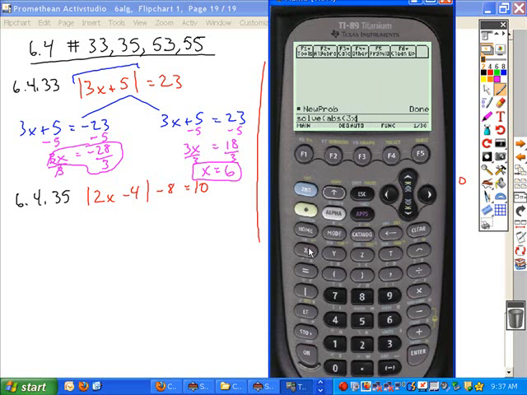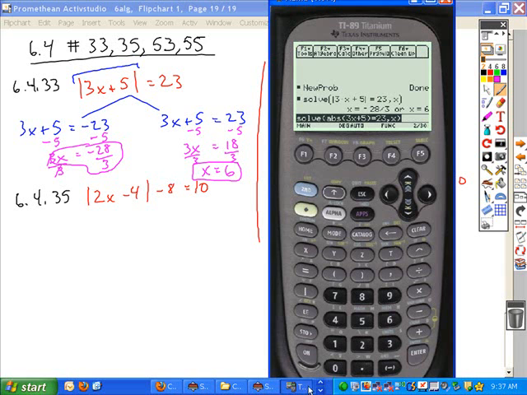Type in the expression that's inside the absolute values. Close it off. Set it equal to 23. Identify the value of x that you want to solve for. Hit enter, and it confirms negative 28/3 and 6 as our correct answers.